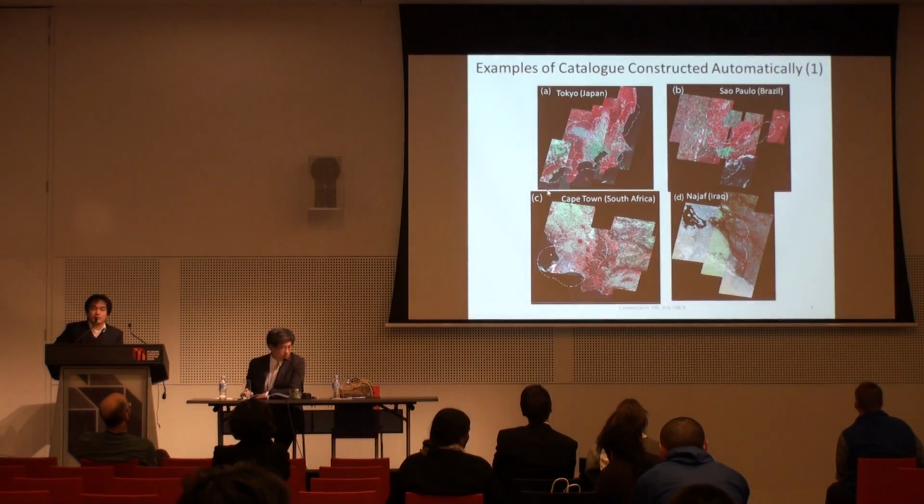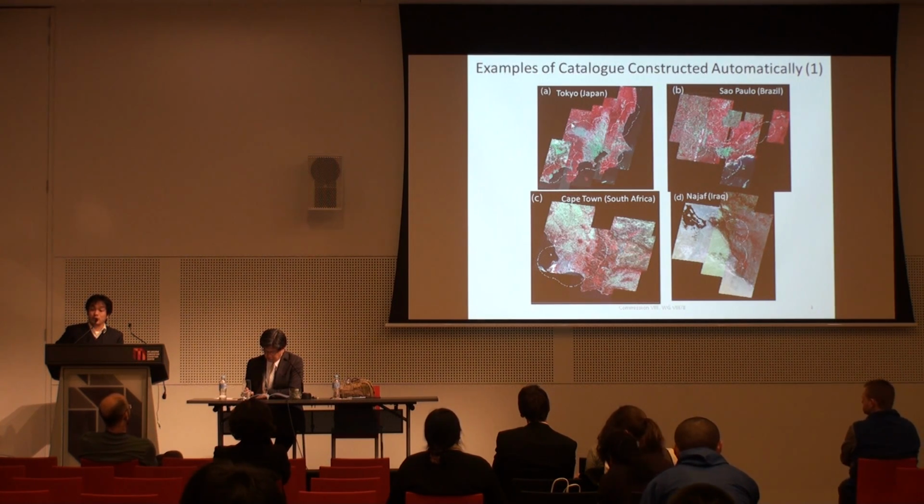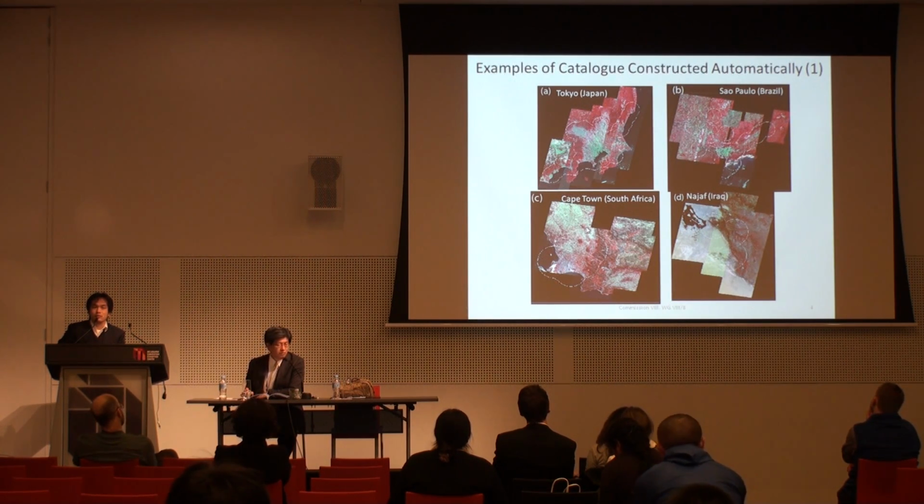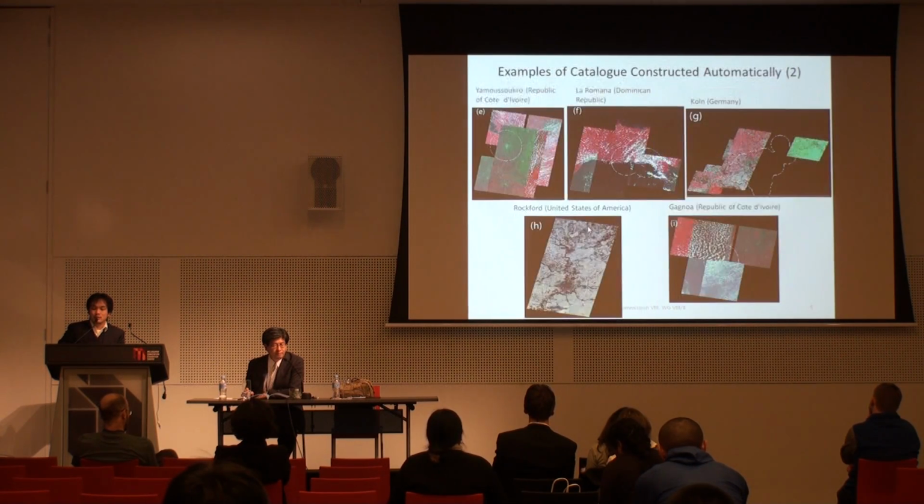Here is an example of the result. Results for Tokyo, Sao Paulo, Cape Town, Najaf. Then you can see a good combination of the satellite data for these cities over the extent, source-wise, of the satellite data.